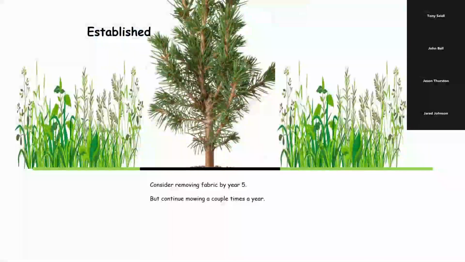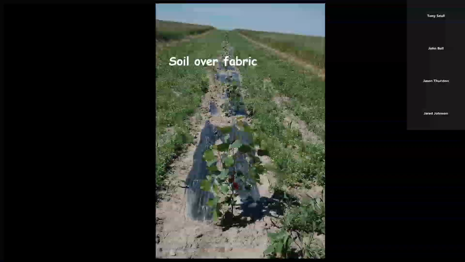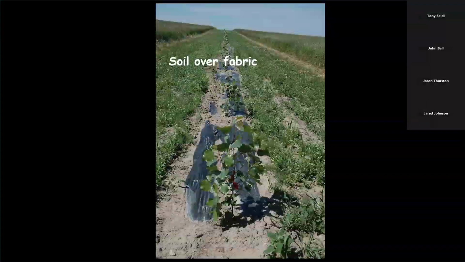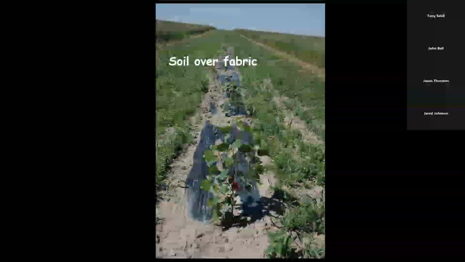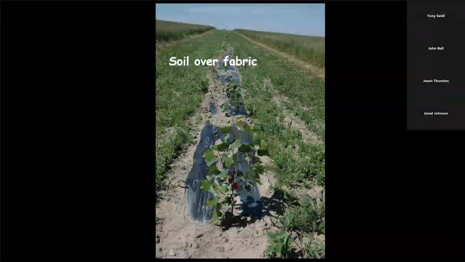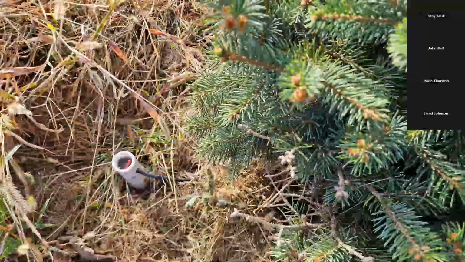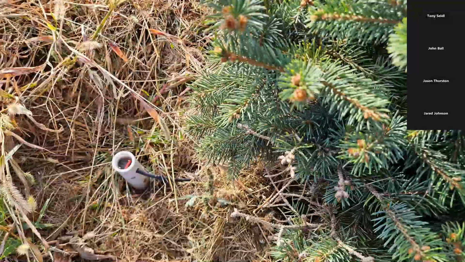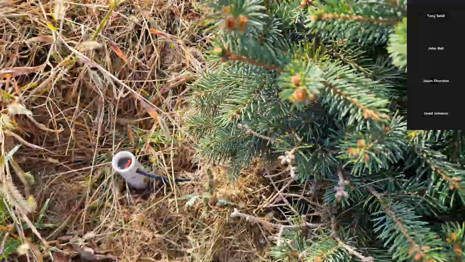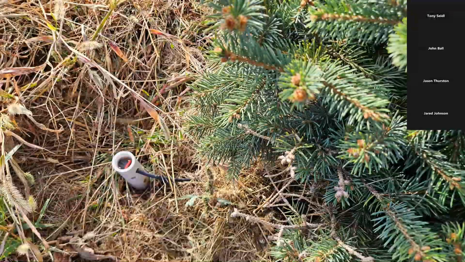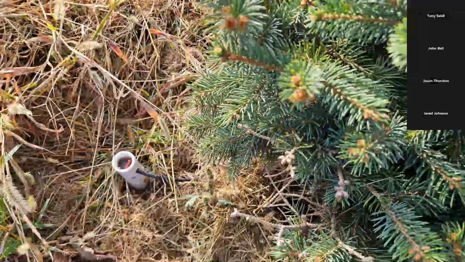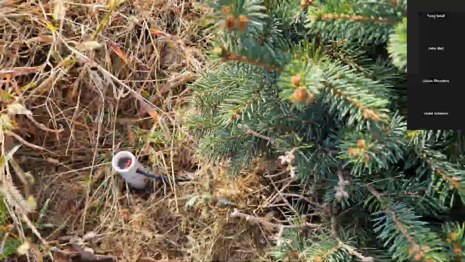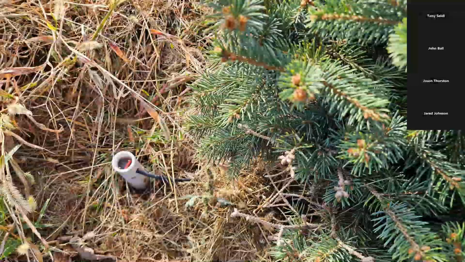Now, for the established, once you got them established in there, well, consider removing the fabric by year 5. But continue to mow a couple of times a year. If you can get the fabric out of there, it's done its job. We get issues after a while of soil going over fabric. People literally forgetting there's fabric there because it's been completely covered. And I'm actually getting questions from people like this one I stopped at. Well, can we remove the fabric now? You bet you can. I can't even see the fabric anymore. You got a thin layer of soil over top of it. So absolutely. You need that fabric for about 5 years, but you don't need it forever, and it can cause a lot of problems.